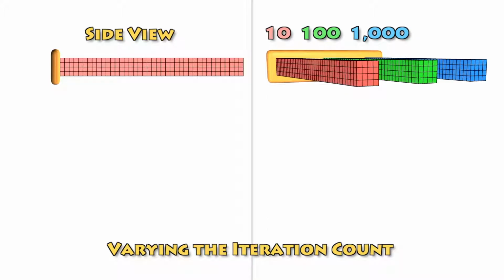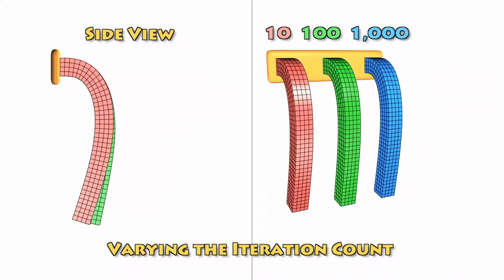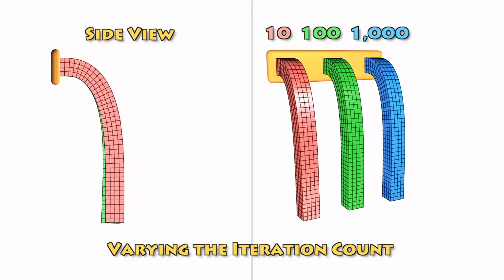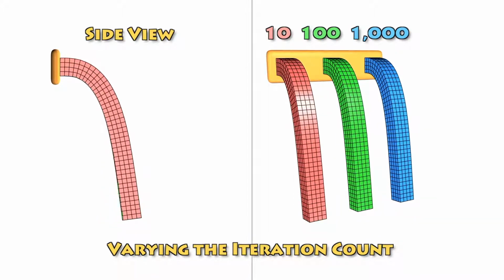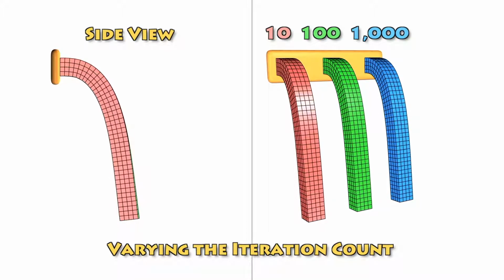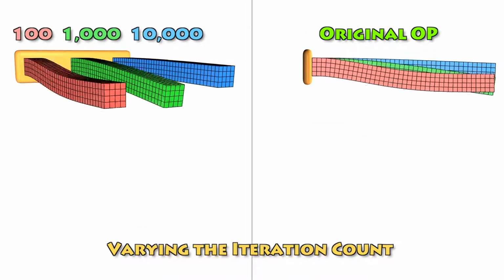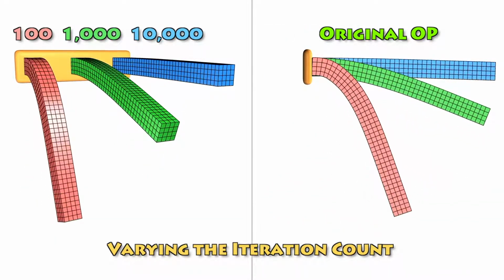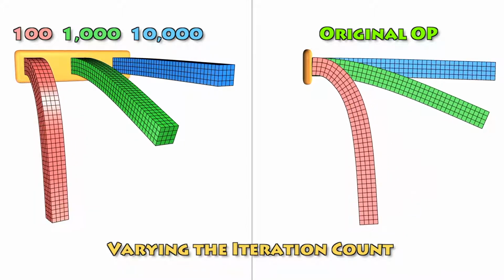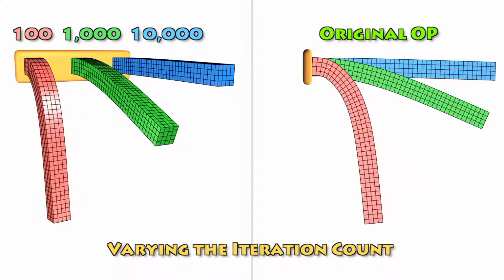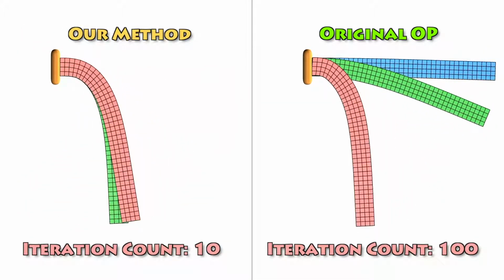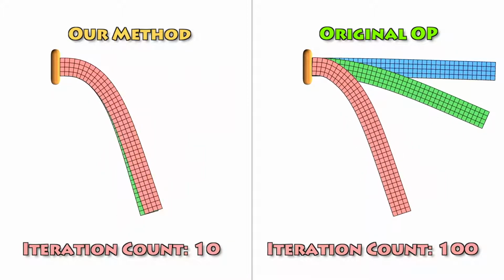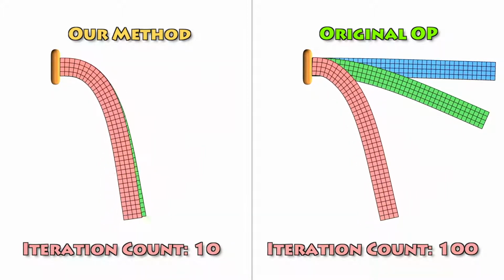In our method, the material stiffness is largely independent of the iteration count. The iteration counts are 10, 100, and 1000 in the red, green, and blue bars, respectively. In the original oriented particles approach, the material stiffness is dependent on the iteration count, in contrast to ours. Moreover, a large iteration count is required to simulate a moderately stiff bar represented with serially connected particles.